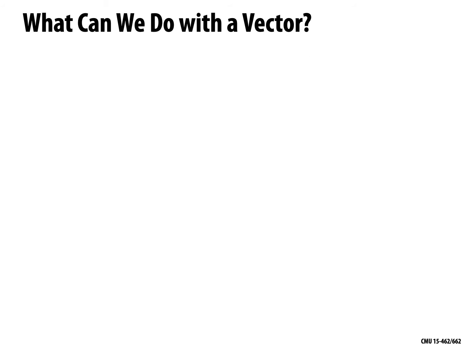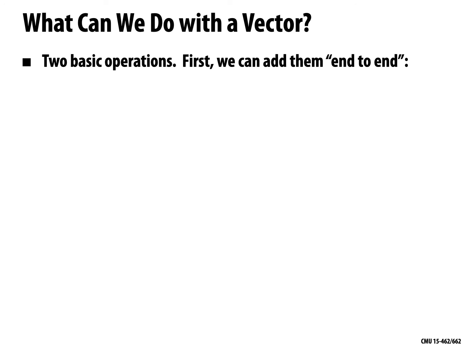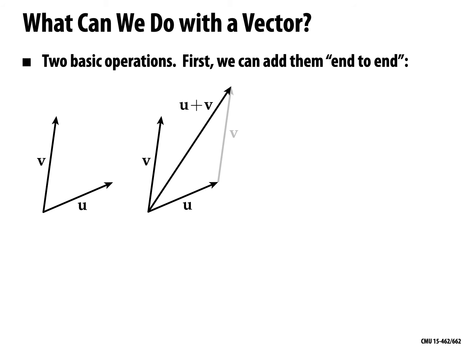What can we actually do with vectors? Well, there are kind of two basic operations. One thing we can do is we can add them end to end. So if I have two vectors u and v, then I can lay out the first vector u and then the vector v, and I get some new vector which I'll just give a name to. I'll call that u plus v. Right? That's really what plus means. It means go along u and then go along v.